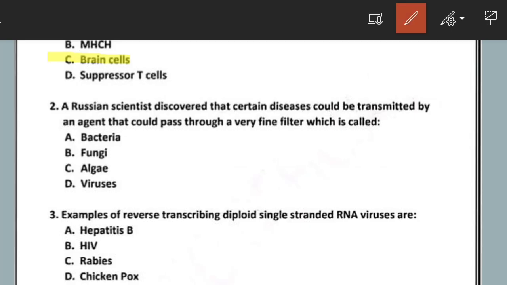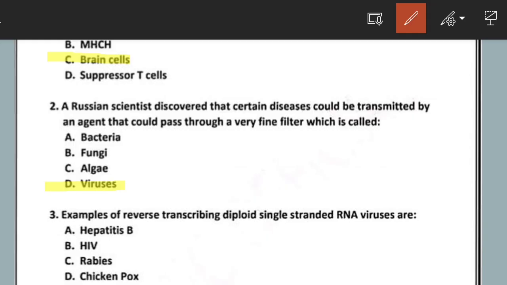Question number 2: a Russian scientist discovered that certain diseases could be transmitted by an agent that could pass through a very fine filter, which is called option A, the bacteria, option B, the fungi, option C, the algae, and option D, the viruses. This Russian scientist told us about the properties of viruses, and one of those properties is that they are so tiny that they can pass through a filter paper, while bacteria usually don't pass through. So the correct option will be option D, viruses.